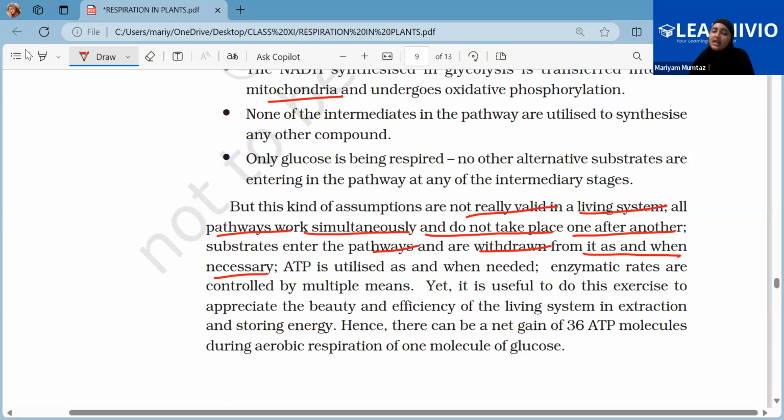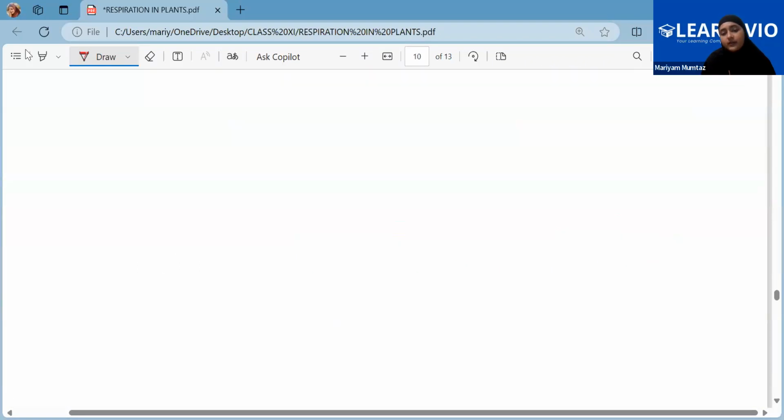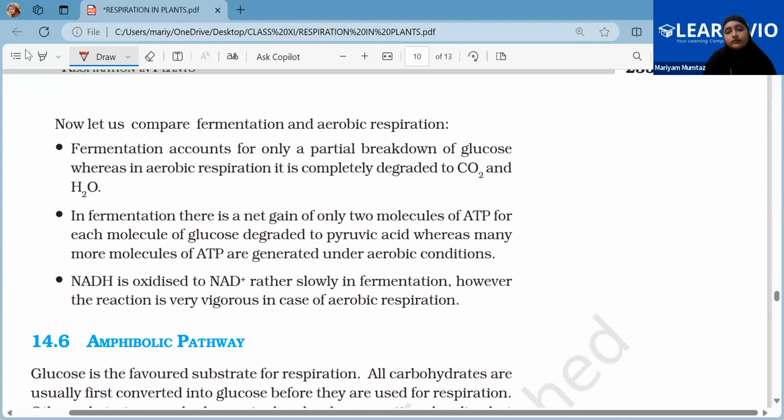ATP is utilized as and when needed. Enzymatic rates are controlled by multiple means. Yet, it is useful to do this exercise to appreciate the beauty and efficiency of the living system. So there can be a net gain of 36 ATP molecules during aerobic respiration of 1 molecule of glucose. Very important to remember: how many molecules will be synthesized? So 36 molecules will be synthesized.